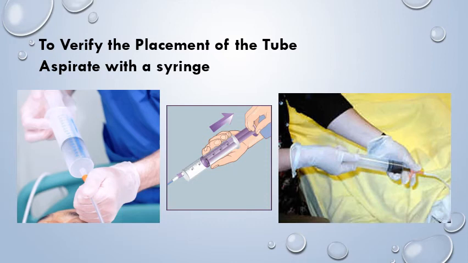If you are unable to verify placement of the tube, or if you have questions or concerns about the tube placement, contact the licensed delegating nurse. Do not use the tube until instructed to do so by the licensed delegating nurse. The person's physician may order an X-ray to verify the placement. This is the most accurate way to check feeding tube placement.